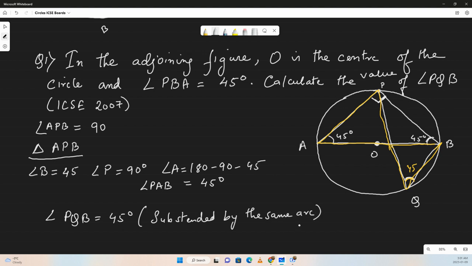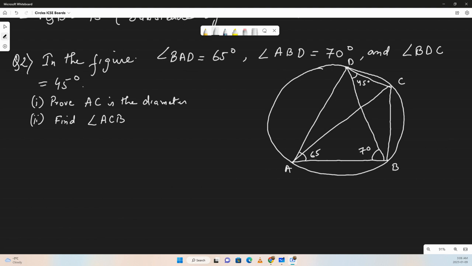So see, very simple, very interesting question. But if you know the theorems, you can get the answer for this question. Our next question will also be another previous ICSE question, but give that question a try before we get into the explanation. So let me put that up. Okay, so this question is from ICSE 2013.